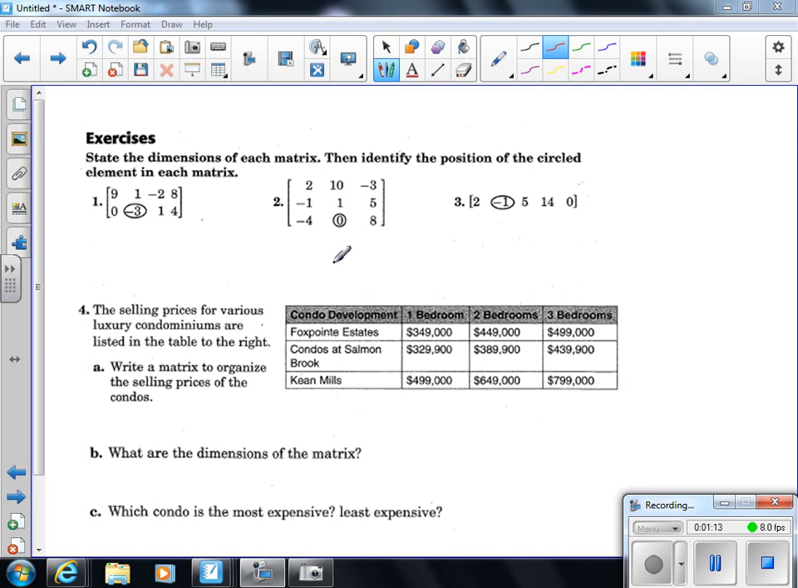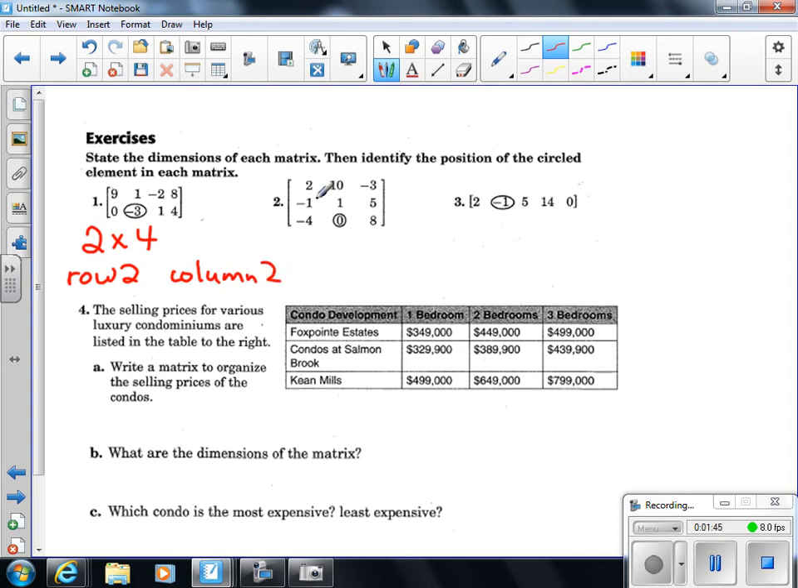Okay, so let's take a look at some examples. We're first just going to get a handle on what we're talking about with a matrix, identifying what its size is, how you state it, and what this matrix is. It's a 2 by 4. I have 2 rows and 4 columns. Okay, can you state the position of the circled number? Okay, it is row 2, column 2.